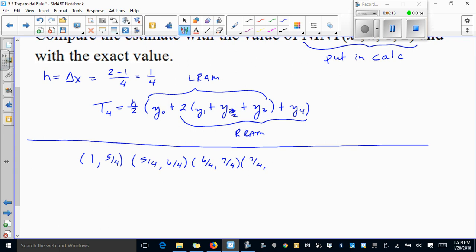So if we're looking at this, now keep in mind h equals 1/4, and if I divide that by 2, it's really 1/4 times 1/2, which gives us 1/8. That way we have our h value.